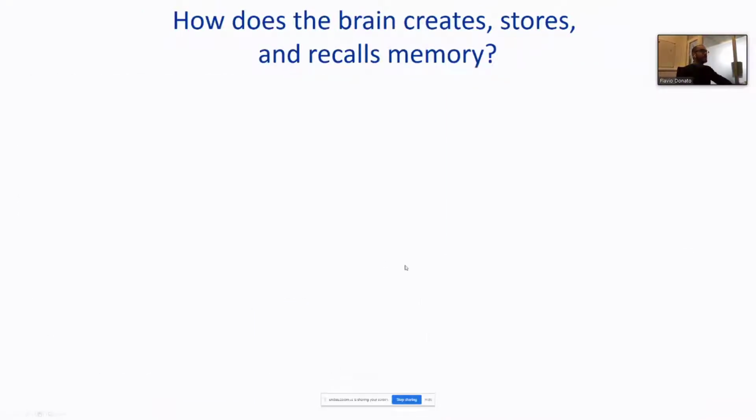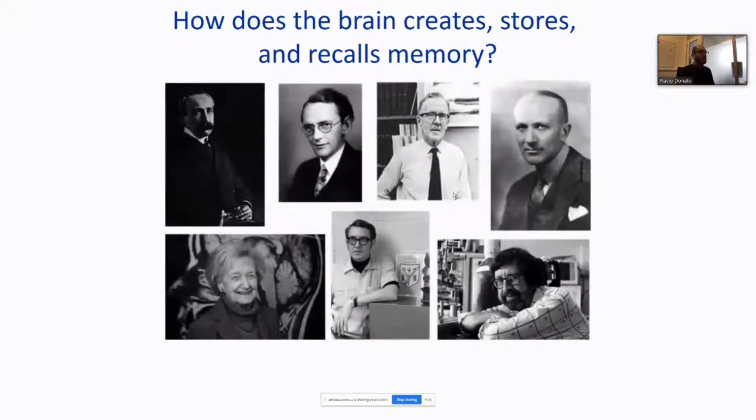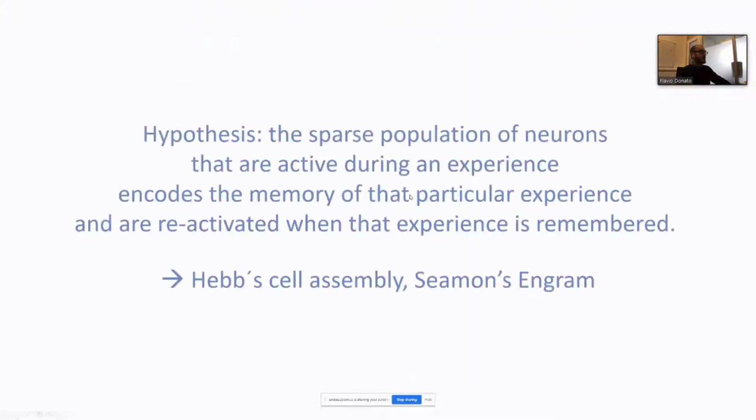And that really brought a breakthrough and the new beginning of trying to understand how memory traces and how memory works in the brain. It took the work of many researchers over decades of time to arrive at the conclusion that memories are encoded in the ensemble. To put forward a hypothesis, let's go there, that the sparse population of neurons that are active during an experience encodes the memory of that specific experience and is reactivated when that specific experience is remembered.